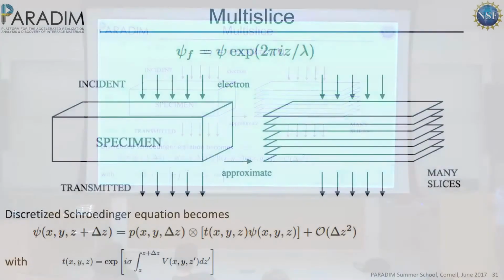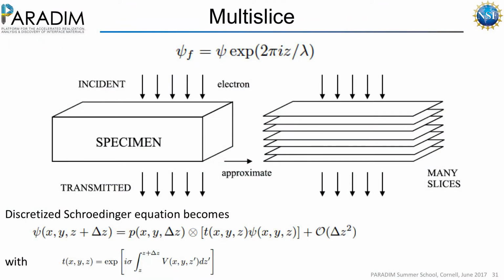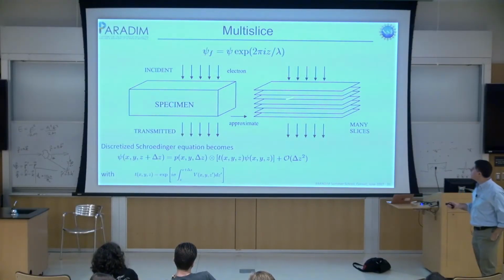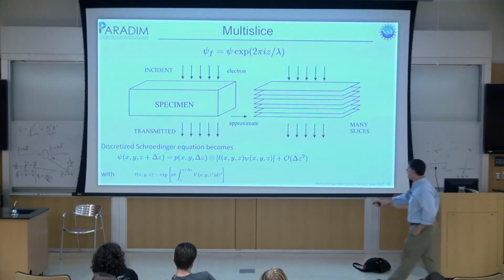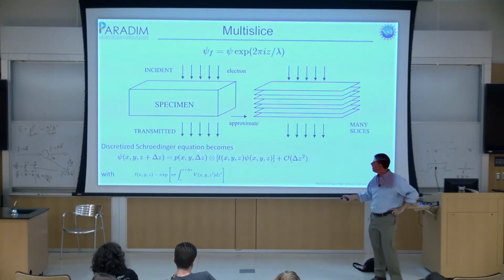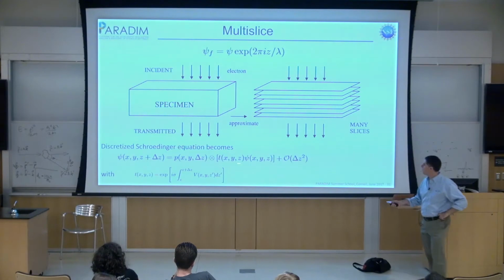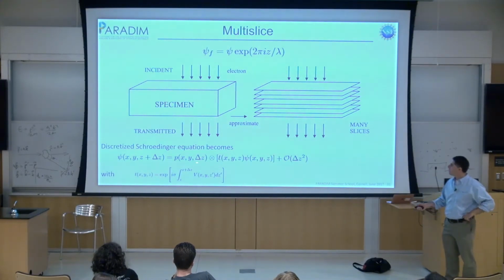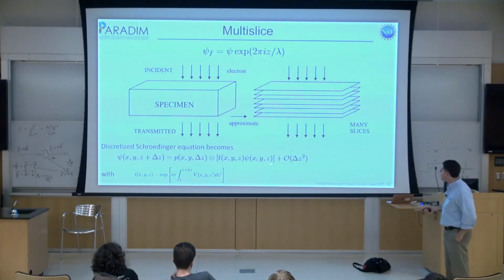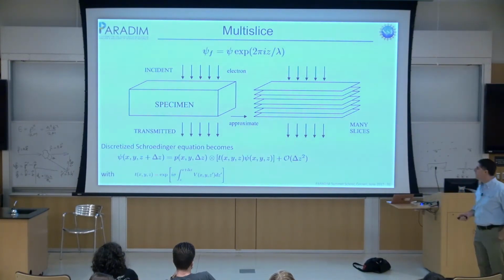So what we do in a real sample is we take our sample and we break it up into a whole bunch of very, very narrow slices, and we apply the strong phase approximation in every slice. There it is. We then apply a propagator, that's our Green's function, and we convolve the propagator with that slice, and that then lets the beam spread, lets the scattering happen, and then I iterate again and apply it on the next slice.